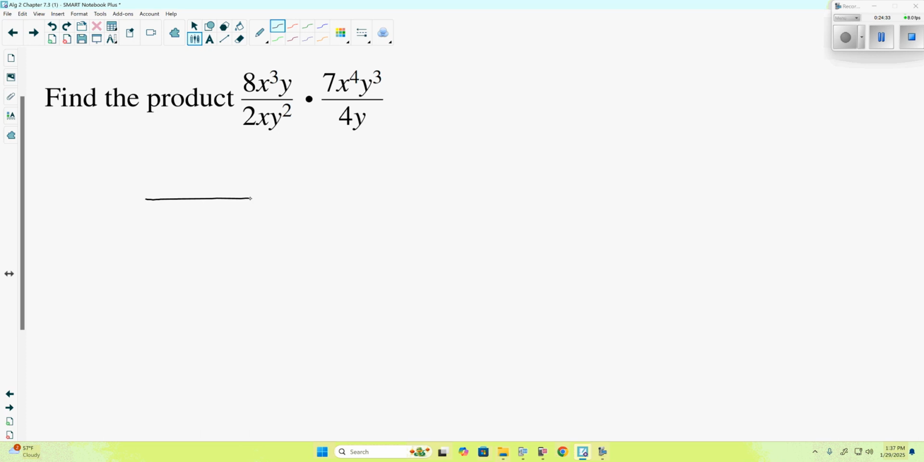Okay, so let's look at simplify and multiply here. The first thing we're going to look at is the 8x cubed y over 2xy squared. 8 over 2 will reduce, because the 8 would reduce to 4 and the 2 would reduce to 1, because 8 over 2 is just 4 over 1. I hold off on writing the 1 until the very end if it does simplify out completely.